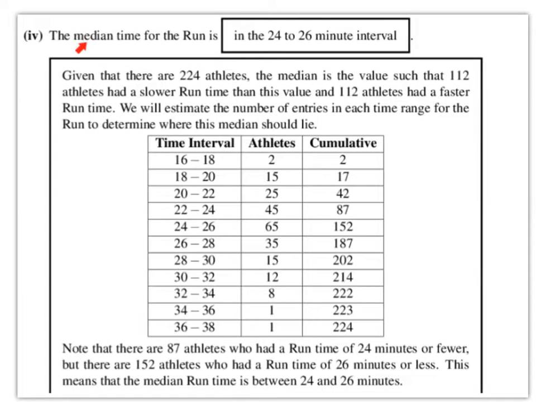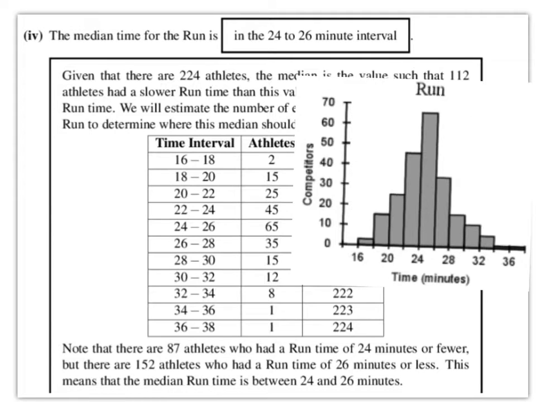The median time for the run is in the 24 to 26 minute interval. Okay, so we have to have a look at the run histogram to come up with this. So we're going to set up a table. The first column will be the time interval, so 16 to 18, because 16 to 18 is the first bar, then 18 to 20, because 18 to 20 is the second bar, and so on, down as far as 36 to 38, because 36 to 38 is the last bar.